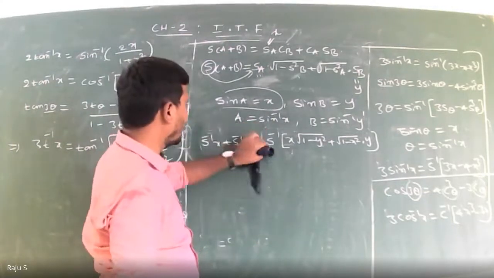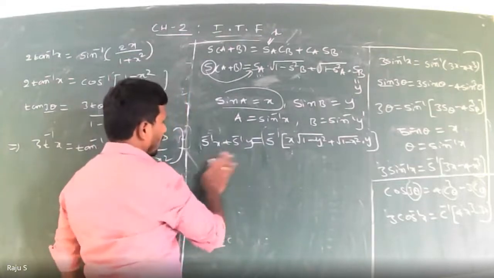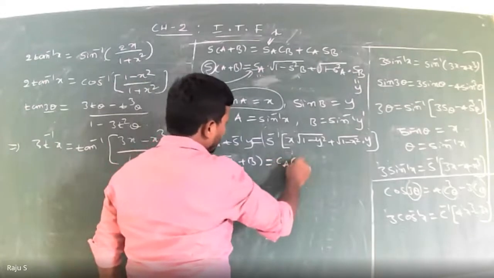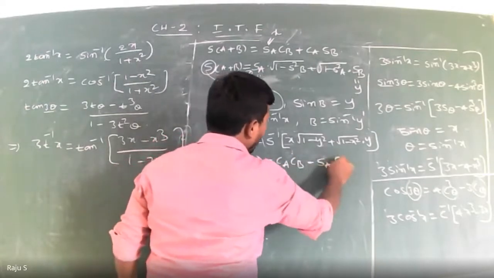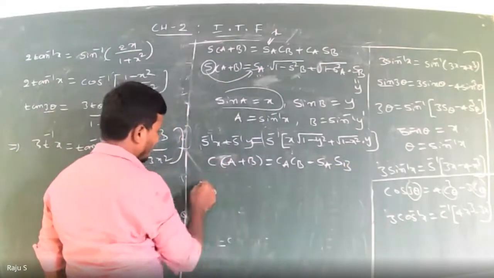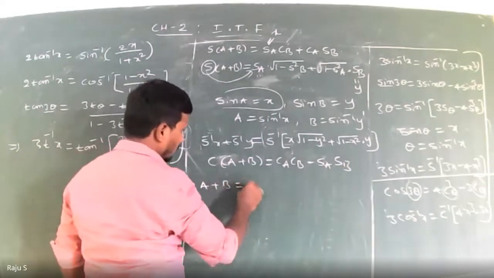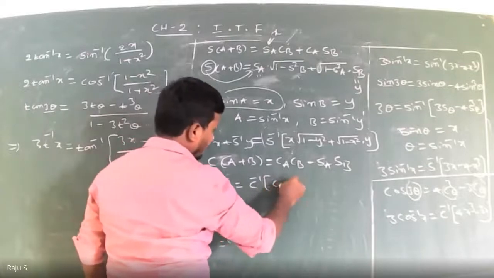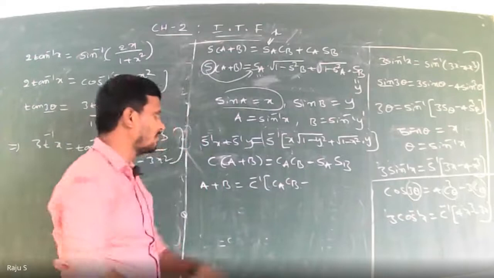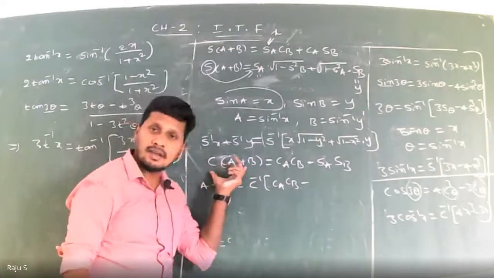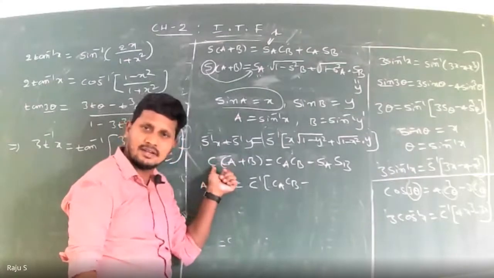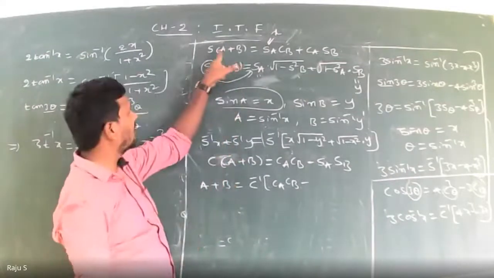Then in the same way, cos A plus B is equal to cos A cos B minus sin A sin B. So from this, you can take cos to the right side: A plus B is equal to cos inverse of cos A cos B minus... Now I want to convert sin completely in terms of cos, because it depends on the left side value. What is the left side? Nothing but cos.